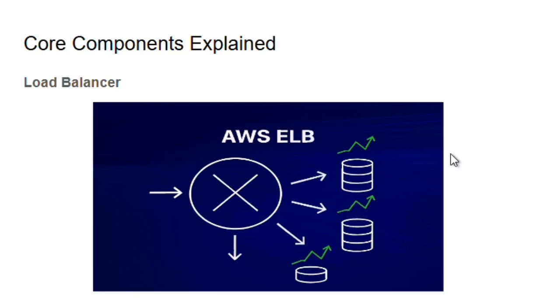Now let's discuss core components. First, let's start with the load balancer. Imagine millions of users hitting your app at once. You don't want one server to die of exhaustion. That's where the load balancer comes in. It splits traffic evenly across servers using algorithms like round-robin or least connections. A load balancer works at the network or transport layer. It doesn't care if it's a login request or a checkout request. It just spreads the load.